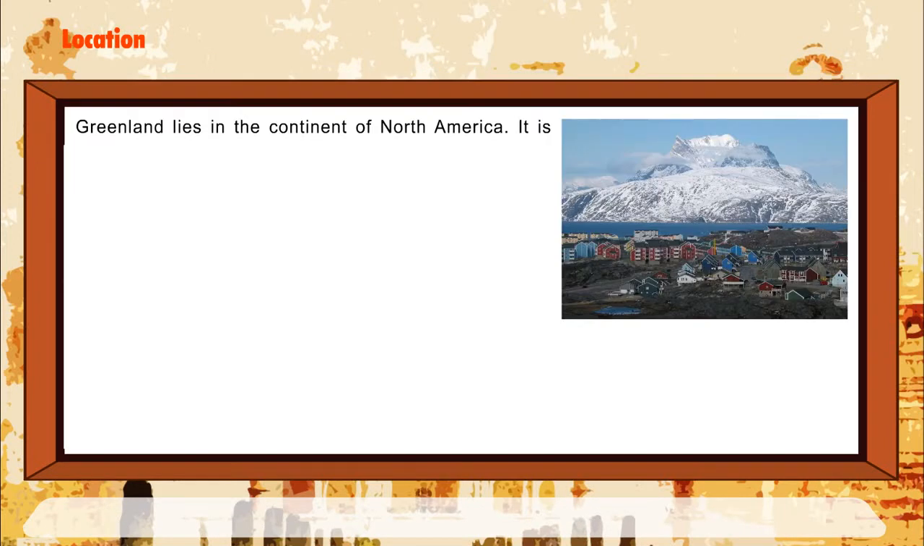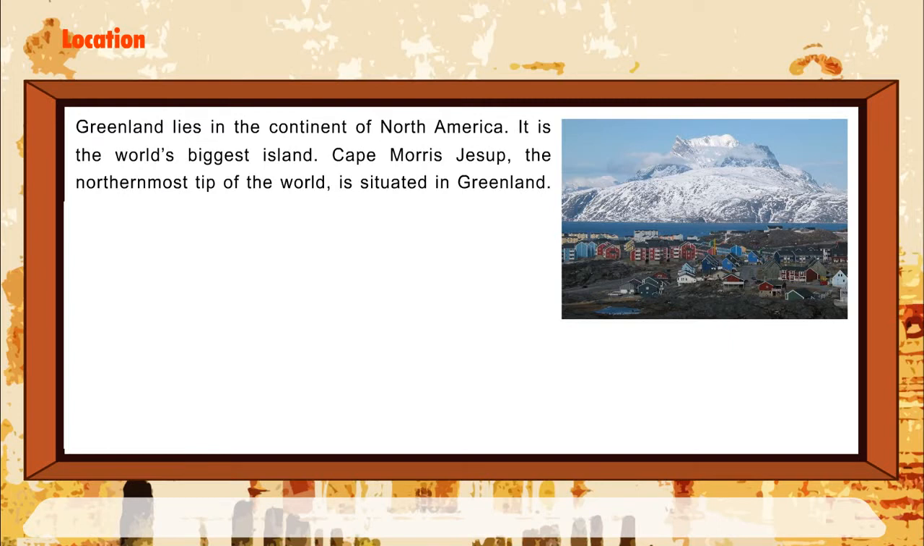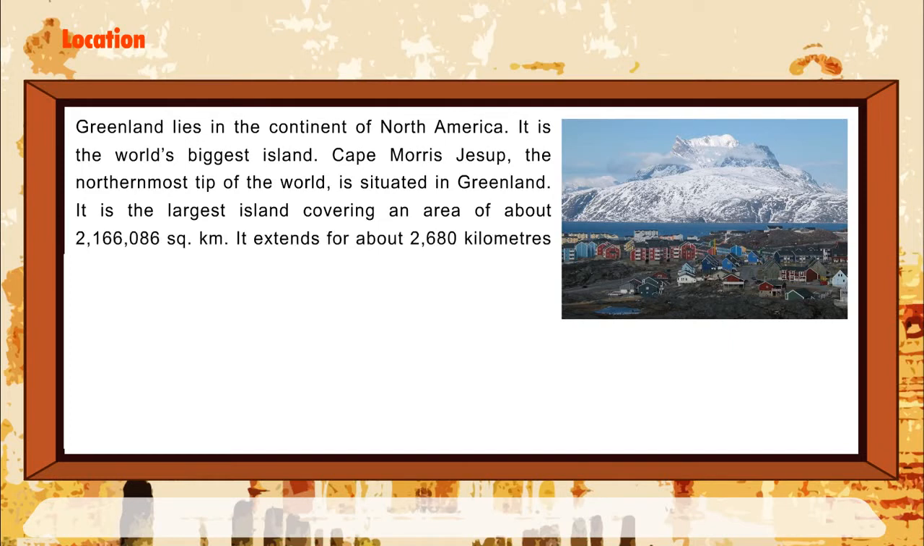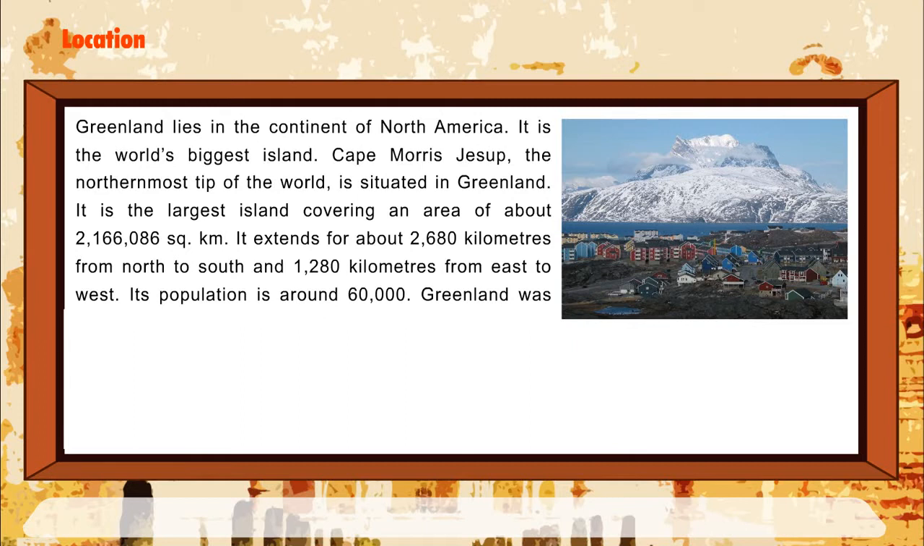Location: Greenland lies in the continent of North America. It is the world's biggest island. Cape Morris Jesup, the northernmost tip of the world, is situated in Greenland. It is the largest island, covering an area of about 2,166,086 square kilometers. It extends for about 2,680 kilometers from north to south and 1,280 kilometers from east to west. Its population is around 60,000.